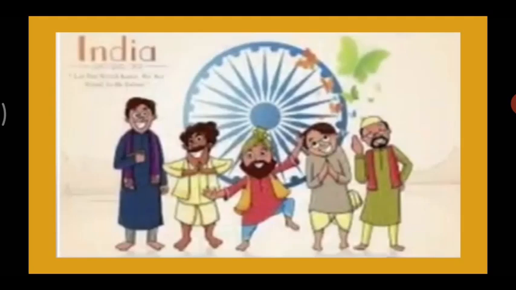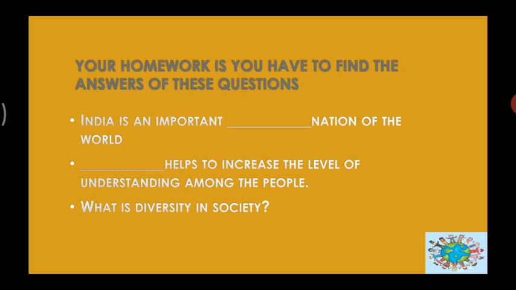So here we can see, because of the secularism principle, all people live together with oneness and the feeling of unity without any problem. We are living in harmony because of that secularism principle. Let's move forward. That's your homework. The first one is: India is an important dash nation of the world. The second one is: dash helps to increase the level of understanding among the people. And the last one is: what is diversity in society?